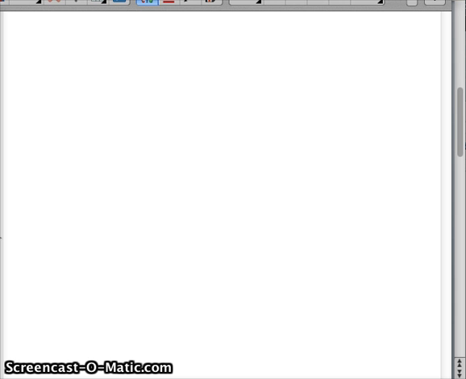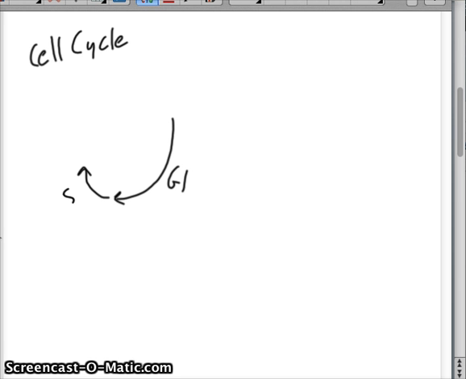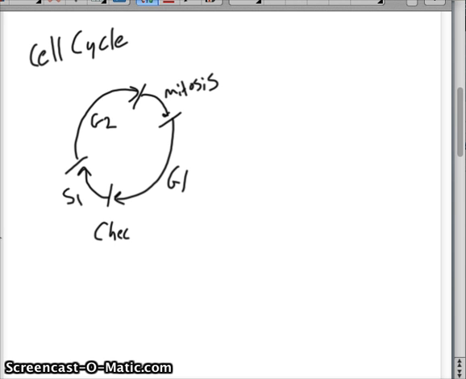So during the cell cycle, there's a bunch of checkpoints. There's the growth 1, so G1 phase, and then where the DNA is copied, and then another growth phase, and then there's mitosis. Between each point, these lines signify checkpoints. And that's where these proto-oncogenes and later the other ones are going to come in.